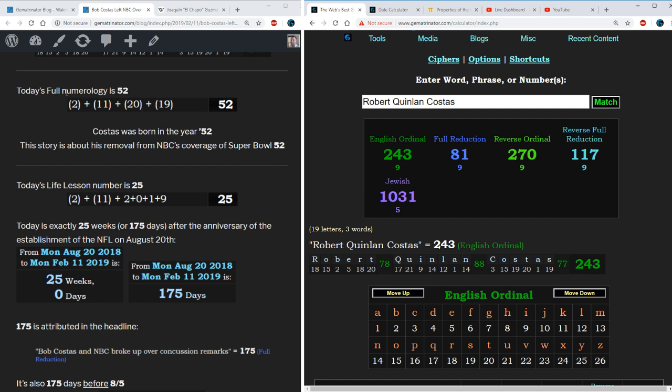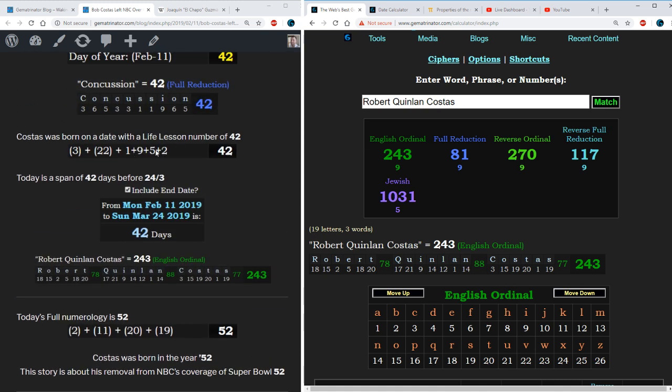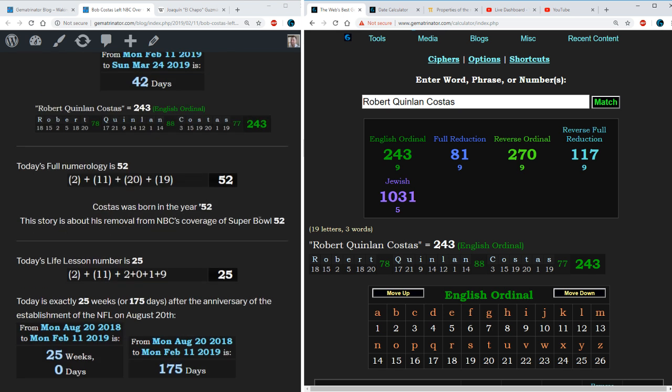The full numerology of this story was 52. 52 was the year that Bob Costas was born in, and this story is about how he was removed from the coverage of Super Bowl 52.